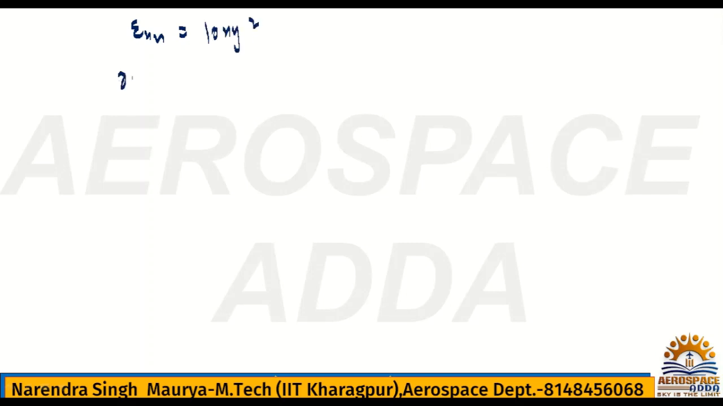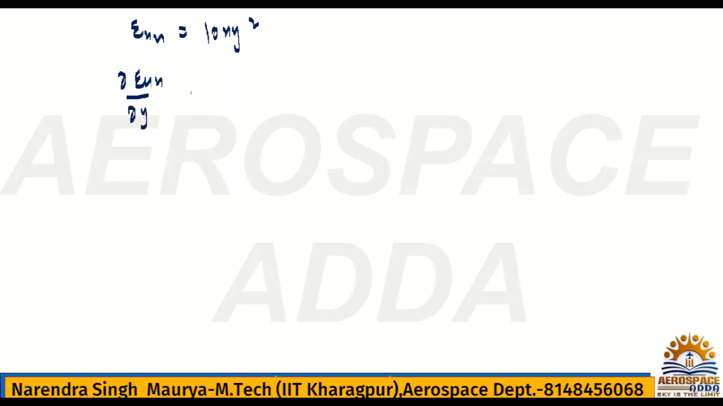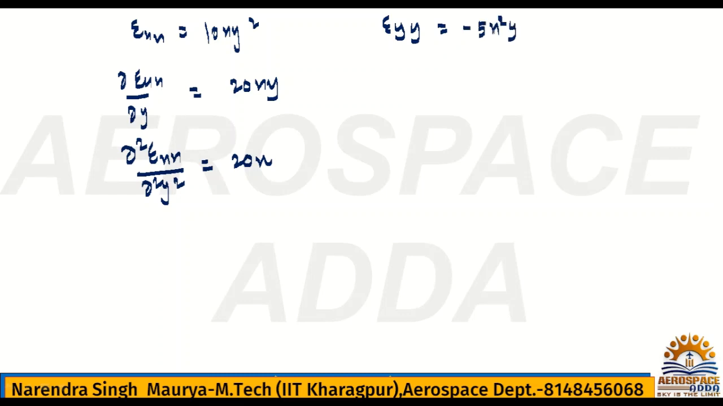We have to take the derivative dou epsilon xx divided by dou y first. What we'll get? 20xy. Again, dou square epsilon xx divided by dou y square. What we'll get? It's 20x. Similarly, we have epsilon yy. What is that? Minus 5x square y. Dou epsilon yy divided by dou x. What is that? Minus 10xy. Again, dou square epsilon yy divided by dou x square. What is that? It is minus 10y.